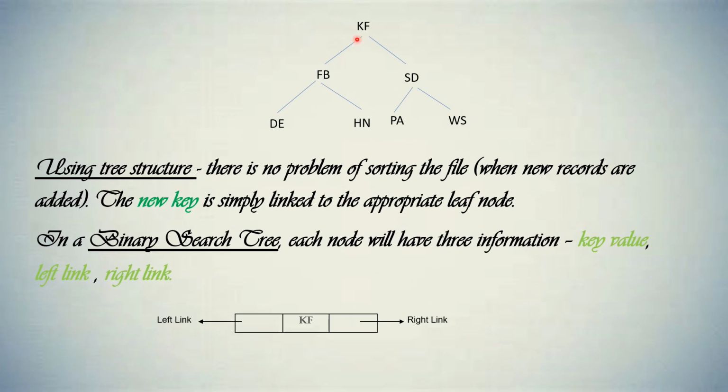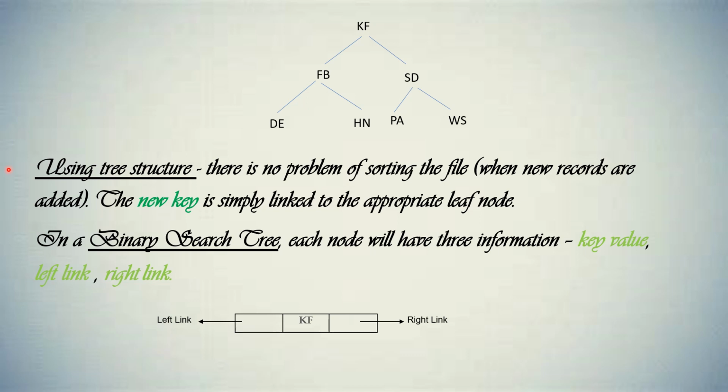Here is the representation of the tree. Here KF is the root node and it has two nodes. The left node is FB whereas the right node is SD, and FB has two more nodes, that is DE at the left and HN at the right, and SD has two more nodes, that is PA at left and WS at right. Using tree structure, there is no problem of sorting the file when new records are added. The new key is simply linked to the appropriate leaf node.